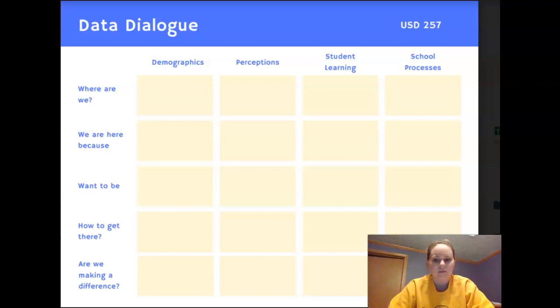So I just thought this chart would be very easy, and teachers might react well to this because it was so easy to understand. And then they just write their thoughts in the boxes, and you don't have to answer all boxes at all times, so that's what's great about it too.